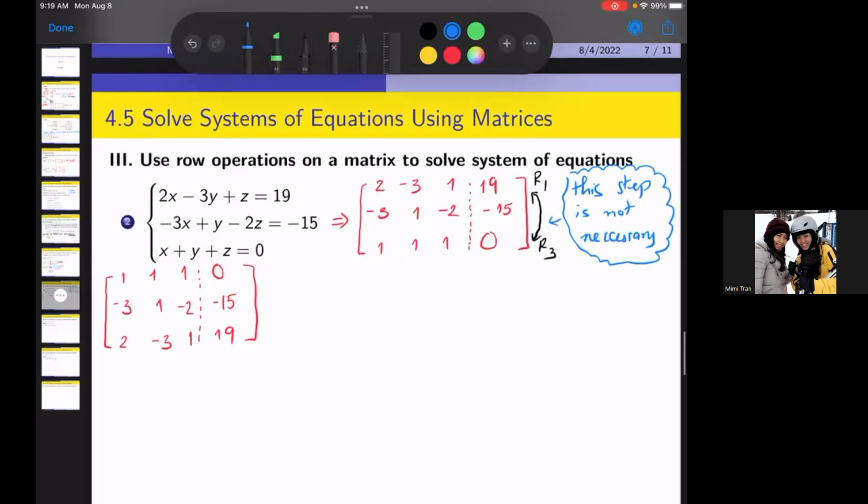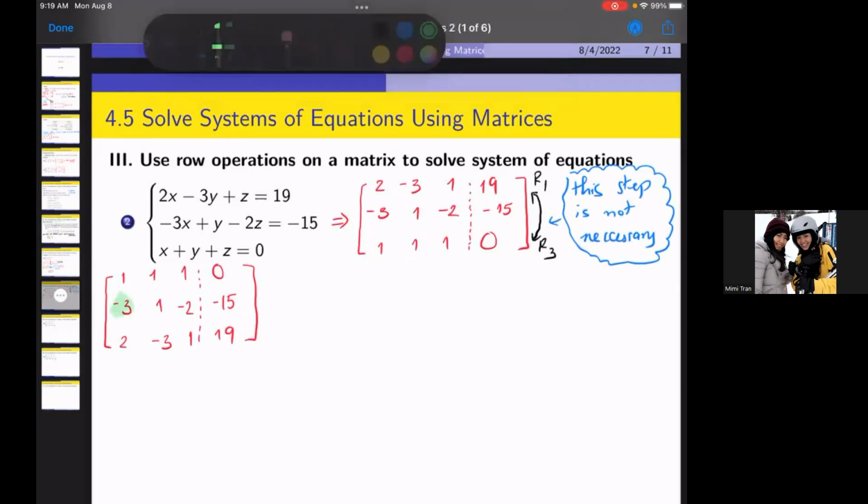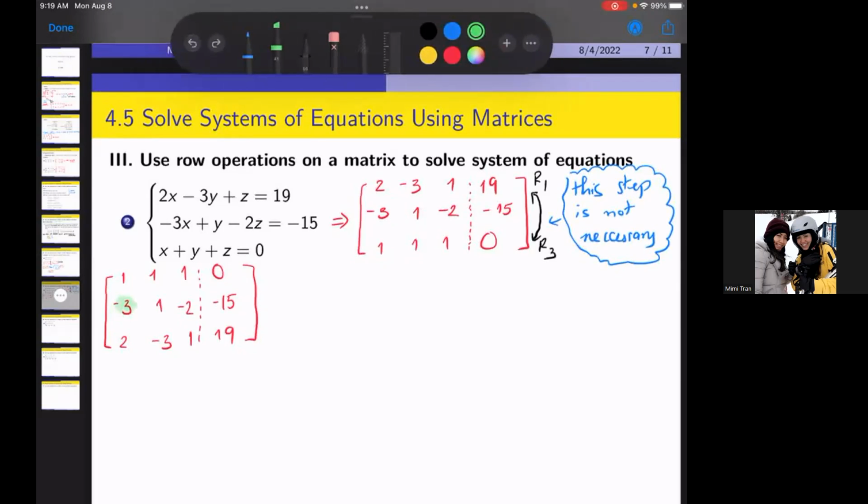Okay. I need to make which one zero? This one first, right? I need to make that guy zero. Any suggestion? What would you do? What number multiplied by what number added to it? I'm going to take 3, right? 3 times R1, add to R2, and then now we have a new R2, right?